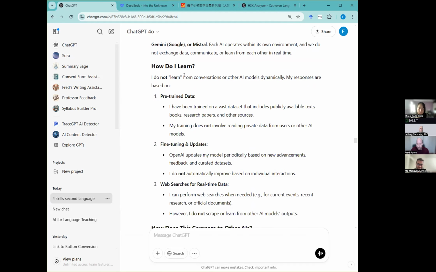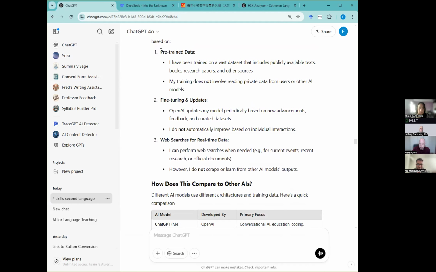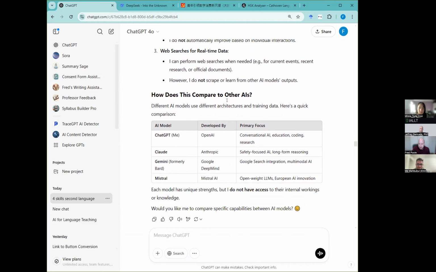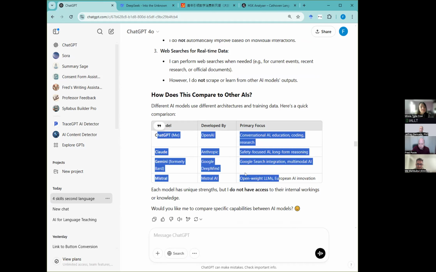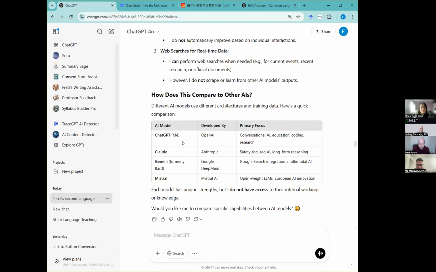It did provide background on how it is learned, which I feel is fairly accurate. Pre-trained data, fine-tuning updates, web searches for real time. What was interesting is ChatGPT gave a table to illustrate how GPT may be different from Claude and Gemini. I'm sure I could have taken this table and expanded it to other models.